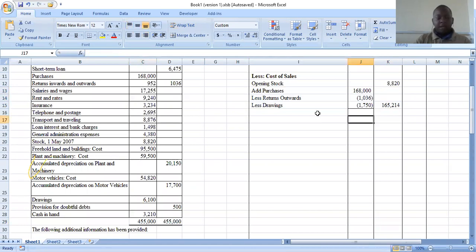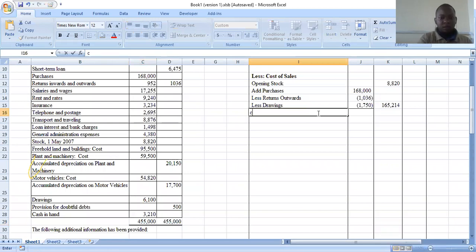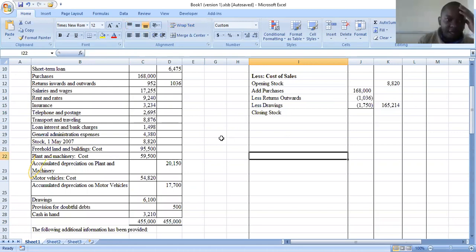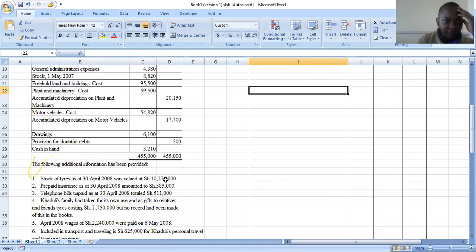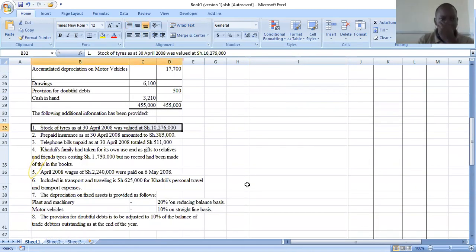Then we list the closing stock. Closing stock, you will normally find it in the additional information. And the closing stock is how much?